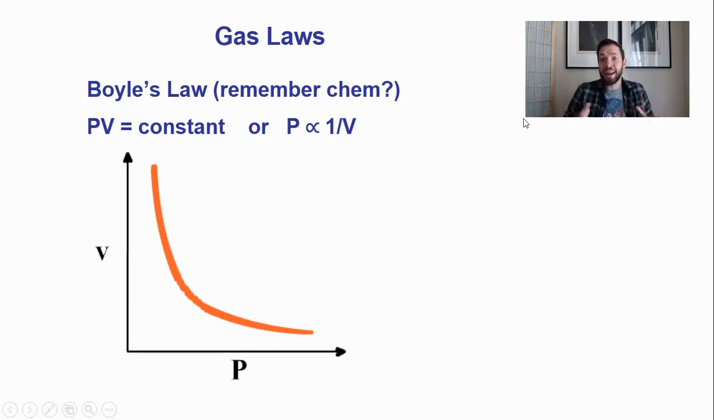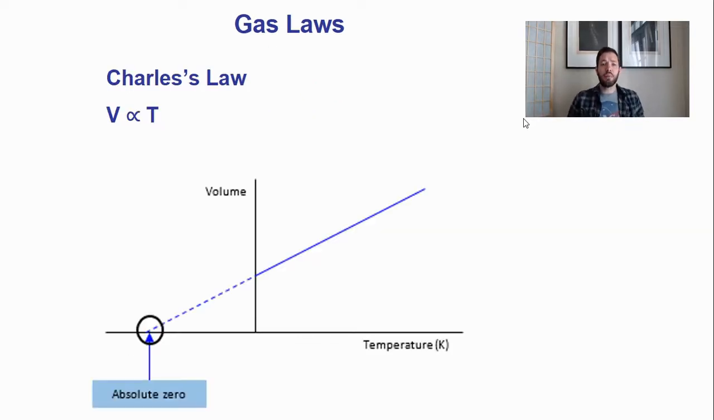So it is not mathematically equal, so I'm not going to use the equal sign, but I'm saying that pressure is inversely proportional to volume. So as the volume of a gas decreases, the pressure is going to increase. Another way to put this is that the product of the pressure and the volume will be constant. There are other gas laws that you talk about in chemistry. We have Charles's law, which tells us that volume is proportional to temperature. So as the temperature of a gas increases, its volume will also increase linearly.